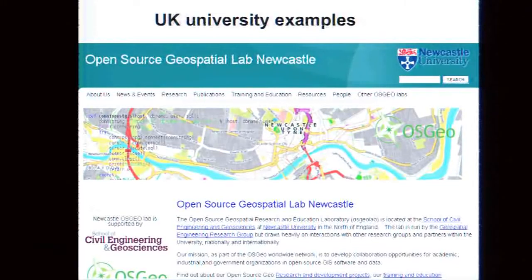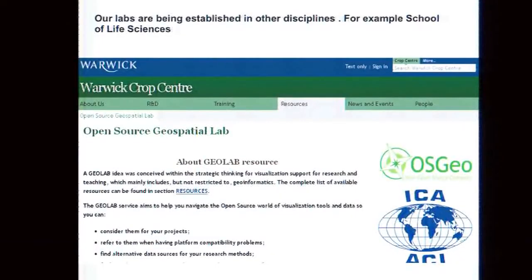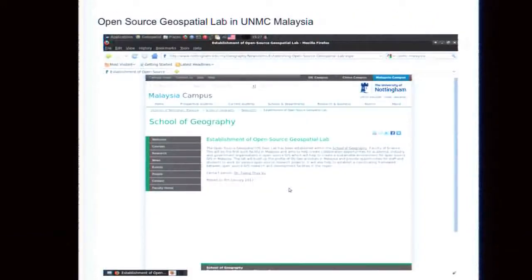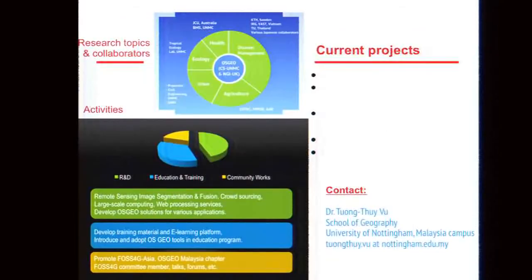So the University of Newcastle, our lab, and all these labs in Warwick are all in different schools. And this is an example from Malaysia, where they have set up the lab and now they are helping other universities in Malaysia set up their labs.